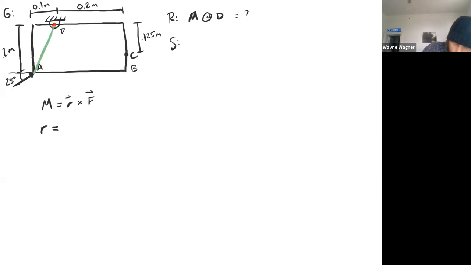Okay, and so R is going to go from D to somewhere on the line of the force. I could have drawn an imaginary line to somewhere over here and done R to over there. Now that would be a lot more work than is necessary. I could have done it anywhere along this line.